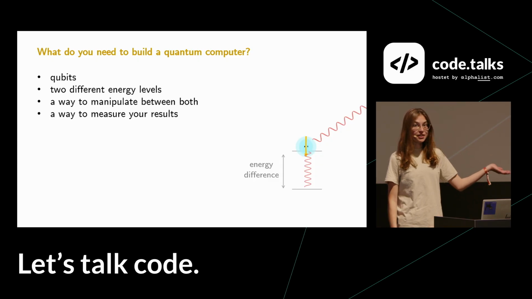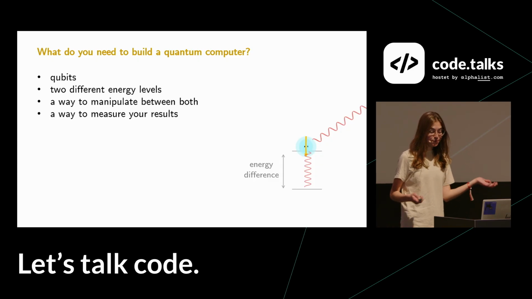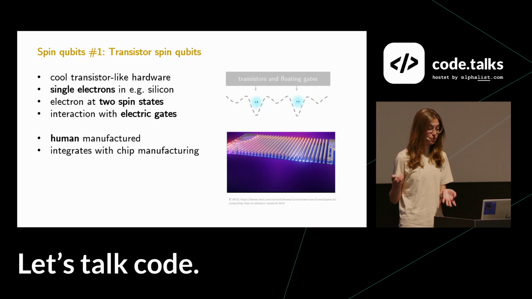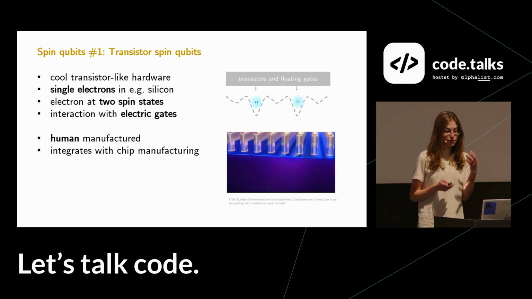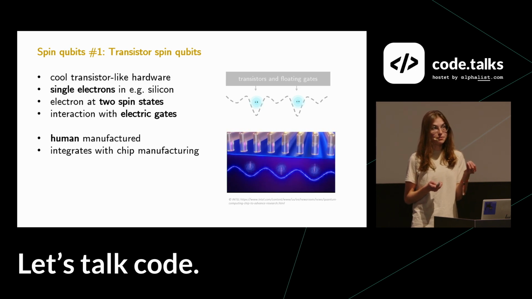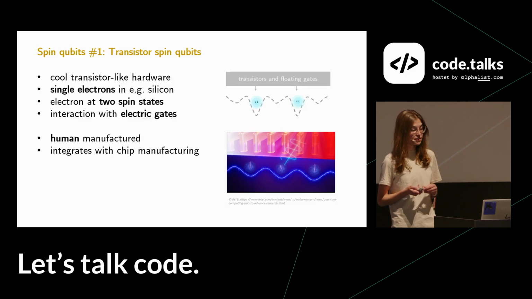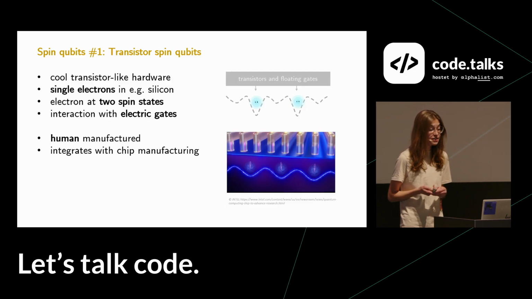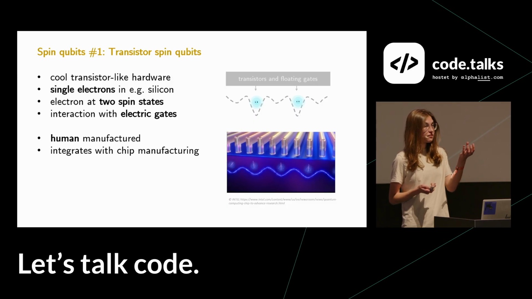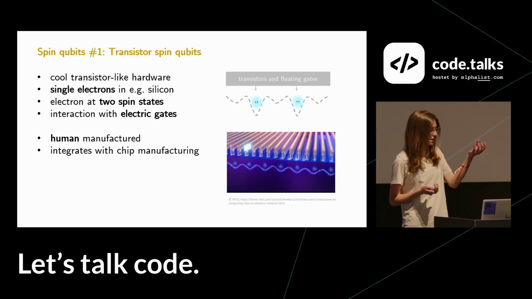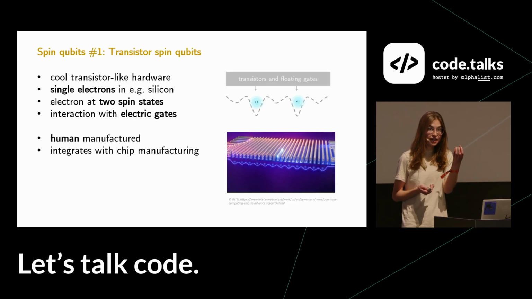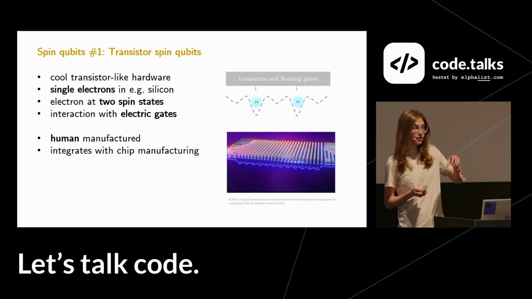Superconducting circuits are one of the hardware types most prominently used in industry. But currently, there are also other things coming up, for example transistor spin qubits. This is more transistor-like hardware. It also fits better with our current manufacturing processes. For example, Intel is trying to build bigger systems with this. And here, we don't have this oscillating circuit, but we really have a single electron trapped in a potential, and this single electron spin is used to calculate.